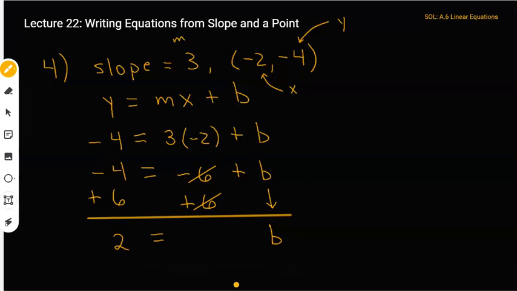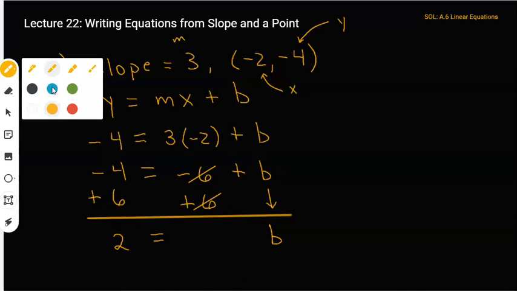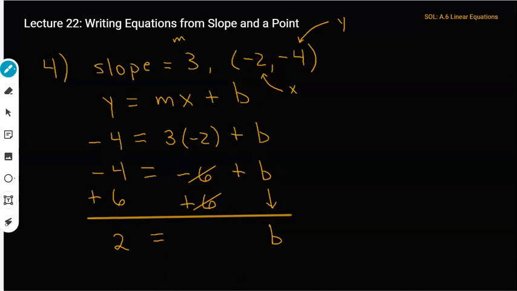So now I know all the information that I need to write my answer in slope-intercept form. So y equals mx plus b. I know what my slope is. It told me in the beginning that my slope is 3. So I get 3x plus b, which is 2. So y equals 3x plus 2.